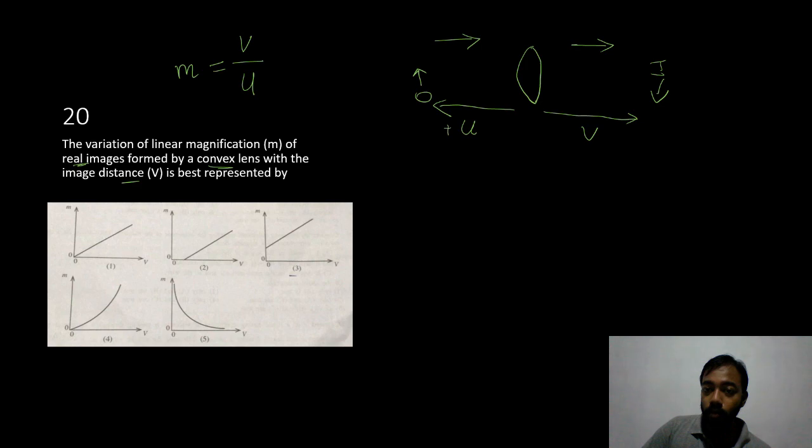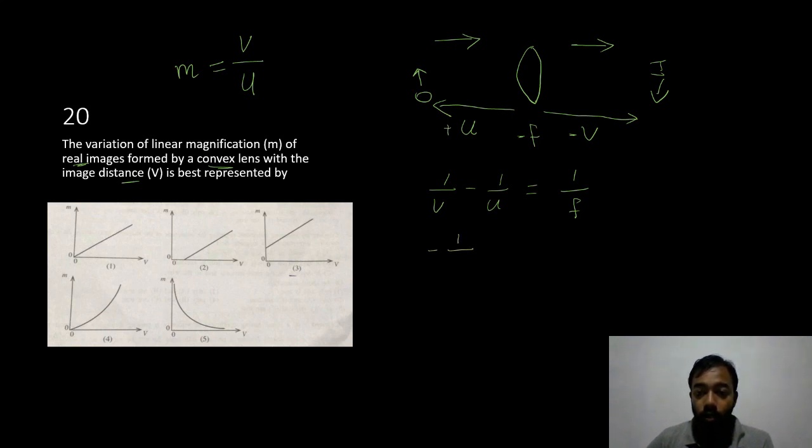As the image is real, we can assign a negative sign here, and let's say that the focal length of this lens is f. As this is a convex lens, according to the sign convention, it takes a negative sign. So here you can apply the lens formula: 1 over v minus 1 over u is equal to 1 over f. So here it is minus 1 over v minus 1 over u is equal to minus 1 over f.